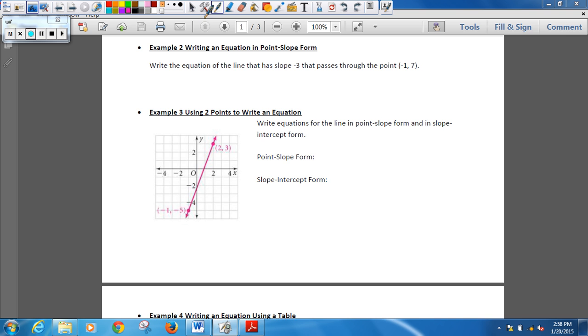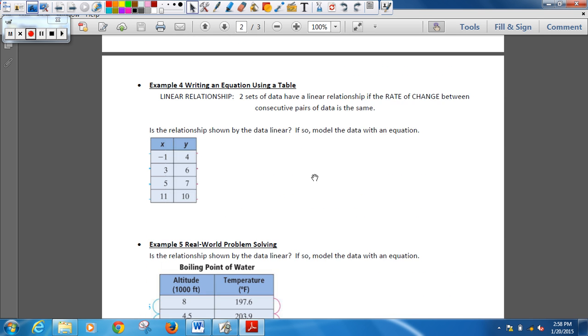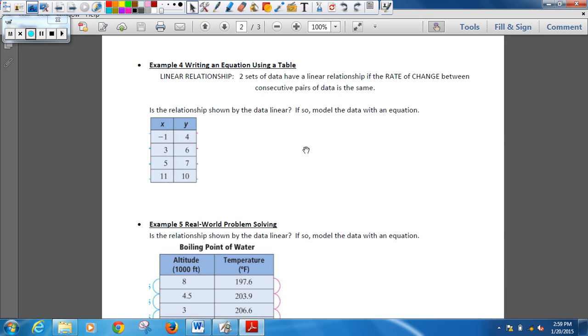Example number 4, then, is writing an equation using a table. Pay attention carefully to this definition of linear relationship. Two sets of data have a linear relationship if the rate of change, which is another way to say slope, between consecutive pairs of data is the same. So it wants to know, in this table, is the relationship shown by the data linear? If so, write an equation.